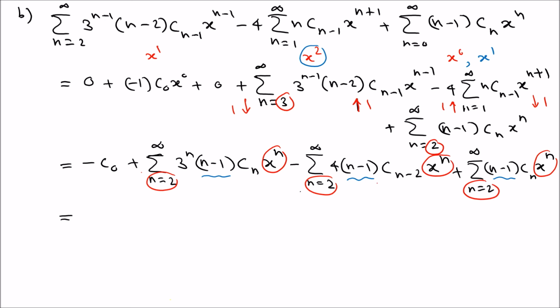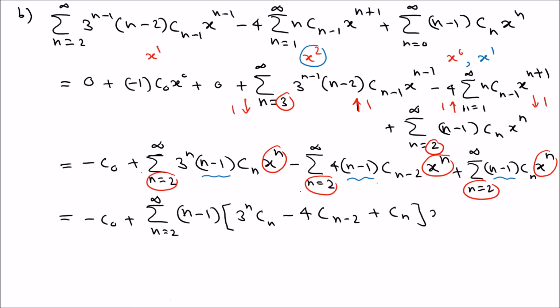So that means it's going to be negative c naught plus sigma n equal to 2 to infinity. You can see n minus 1, so I pull it out. And then you have 3n c n. From the next one, you're going to have 4 c n minus 2. And the next one, because you pulled out the n minus 1, you have only c n. And then you write the common x to the n outside. Now you can see that there is a little bit more simplification going on. You can combine this with that. So finally, we have negative c naught plus sigma n equal to infinity n minus 1.